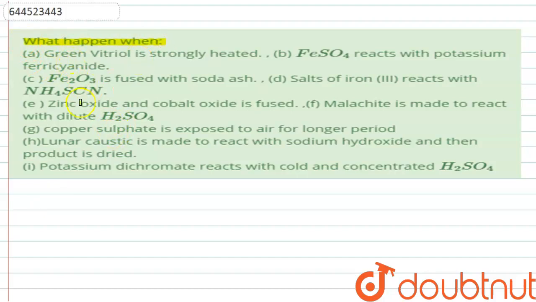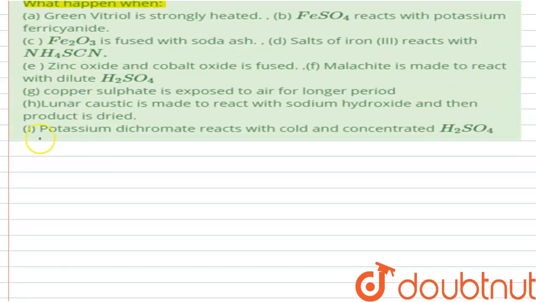Hello students, let us have a look at the question here, which says: what happens when, and we have been given here 9 sets of reactions for which we need to find out the product. So these are the word reactions and we need to write down the reactions for them. So let us try and find out the solution to them.